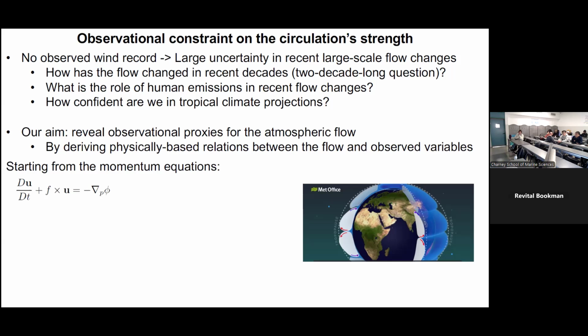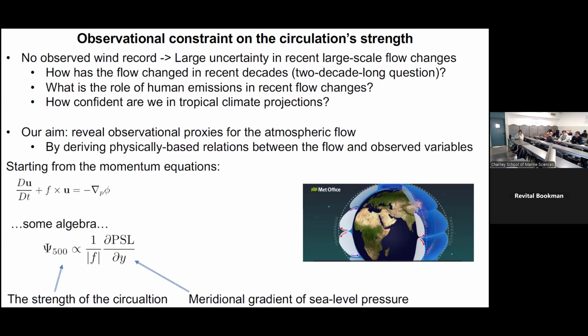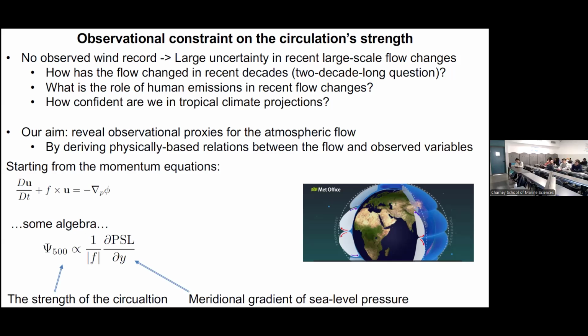You do some algebra, which I'm not going to go into, and we got to this relationship that the strength of the circulation on the left-hand side, so again, how fast this is rotating, should be linearly related to the meridional gradient of sea level pressure, okay? And there are available measurements of sea level pressure.